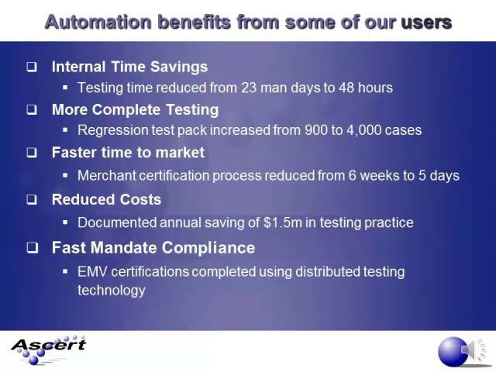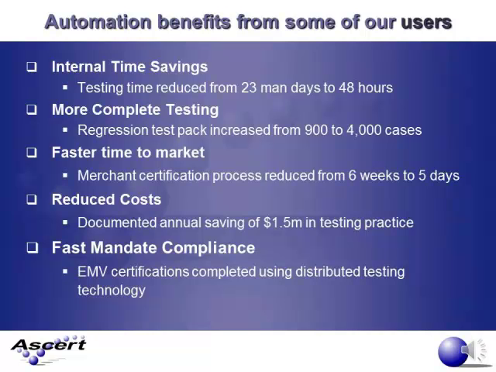More complete testing. So if you can automate things as opposed to a manual approach, the number 2 bullet point that you see there, you've got a company that went from 900 regression test cases to over 4,000 test cases. Good testing software can allow you to take product to market faster. So a merchant certification process was reduced from 6 weeks down to 5 days.